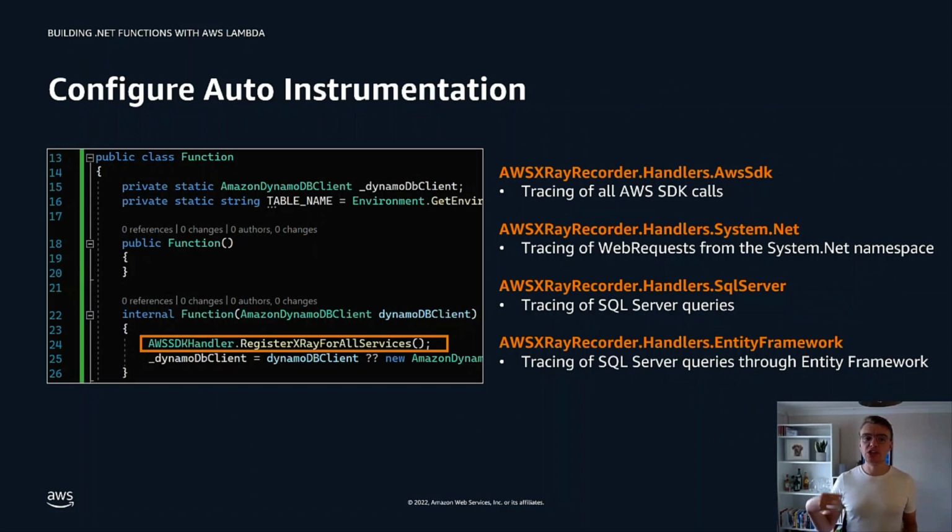With X-Ray, you can configure auto instrumentation for your traces for things like the SDK calls, for calls to SQL Server. So you can see here, I'm making a call to register X-Ray for all AWS services. And then any SDK client I create after this line of code will be automatically instrumented by X-Ray. So my DynamoDB client that I'm creating on the line after will be automatically instrumented without me doing anything. And I can go and look at that in the X-Ray console.